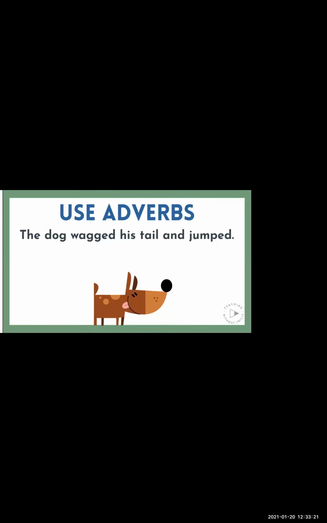Now, you have to make a sentence using the dog, and the simple sentence I'm going to give you, you are going to add adverbs to it. The dog wagged his tail and jumped. Make a sentence by adding adverbs to this sentence. The dog wagged his tail and jumped. Yes, I want the answers from your side. Add the adverb and give me the answer.